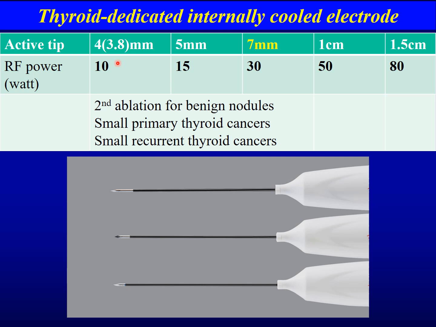This table shows active tip size from 4 mm to 1.5 cm and proposed RF power from 10 to 18 watts. I personally prefer the 7 mm active tip for thyroid nodules less than 3 cm.